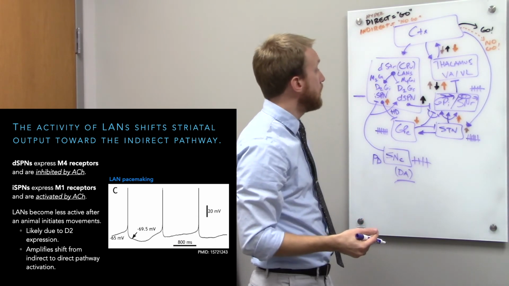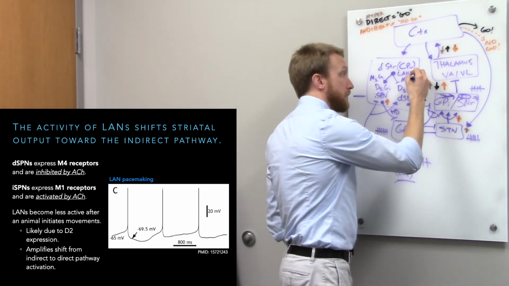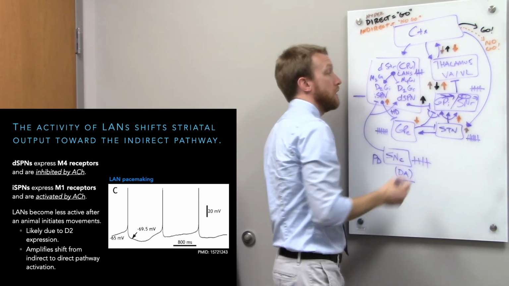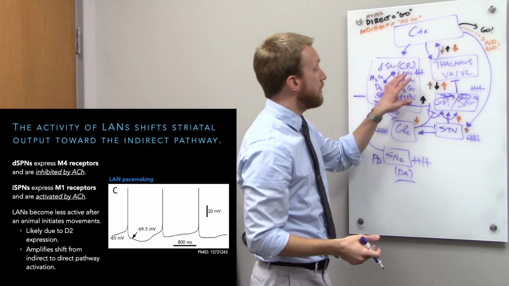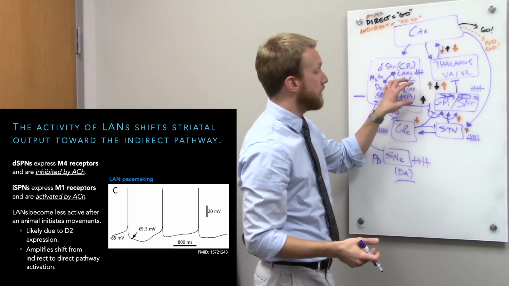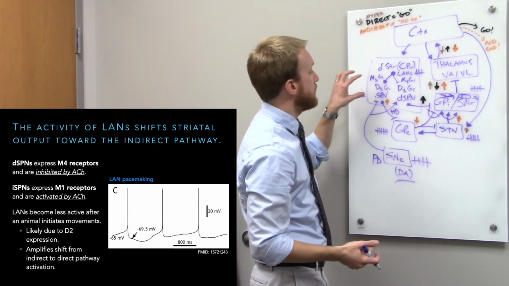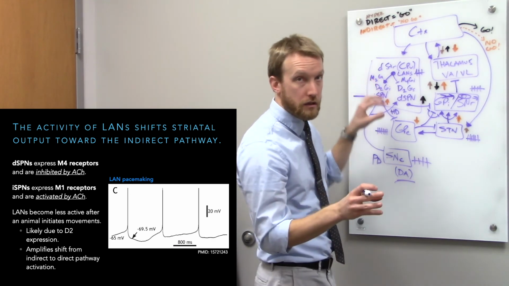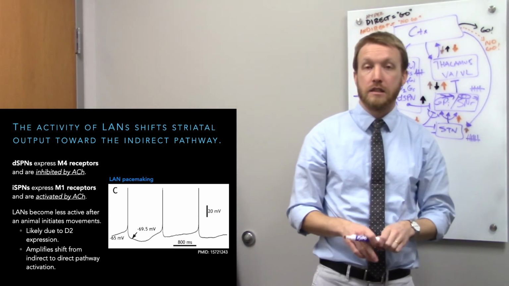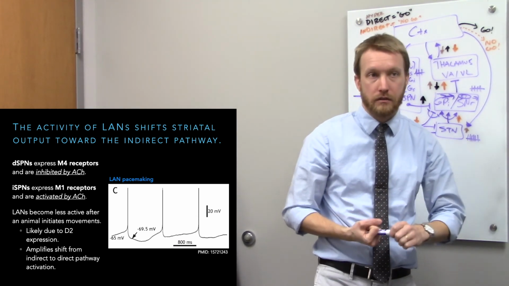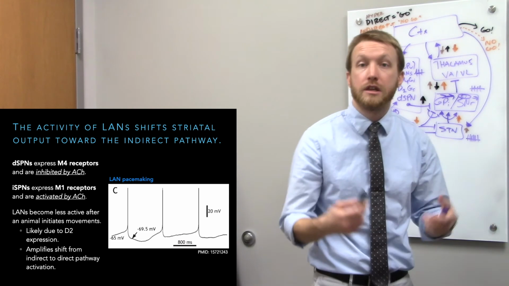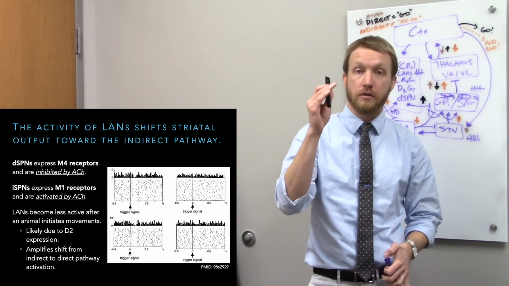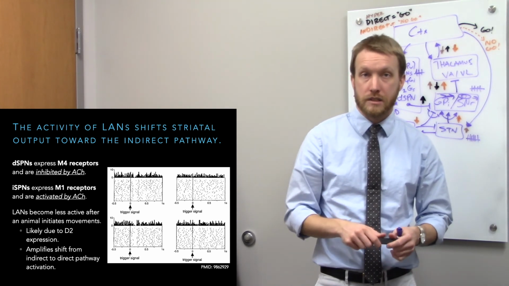So the tonic output here of our large aspiny neurons, these things pacemake too, keeps the D1 direct spiny projection neurons inhibited and keeps the indirect spiny projection neurons a little stimulated. So here you can actually see the pacemaking of large aspiny neurons. So whenever we want to initiate a movement, quickly that is, we need to have inhibition of our large aspiny neurons, and that's what we see.